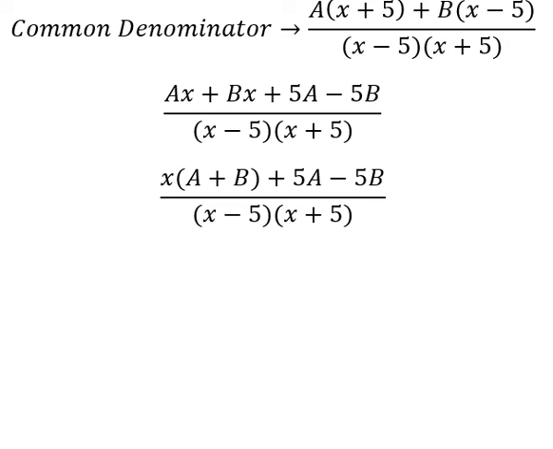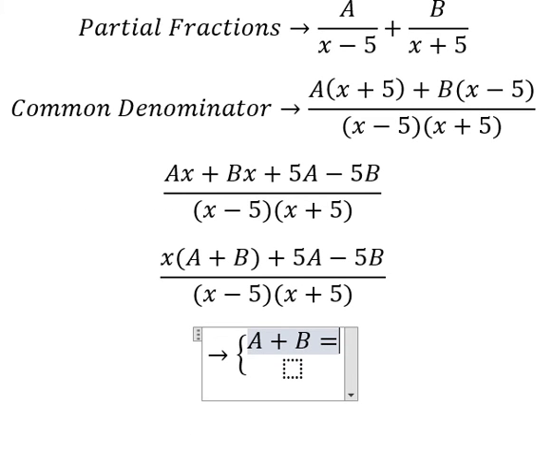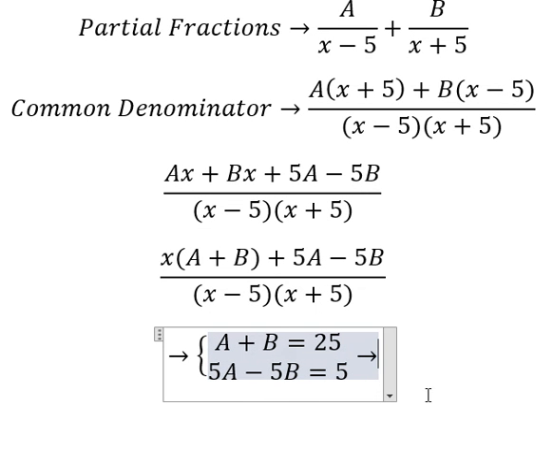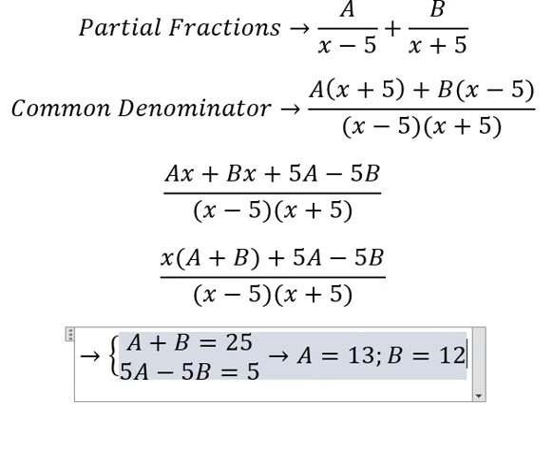And now we create the system of equations. So a plus b equals 25. 5a minus 5b equals 5. So we can find the solution of a and b. So we got a equals 13. b equals 12.